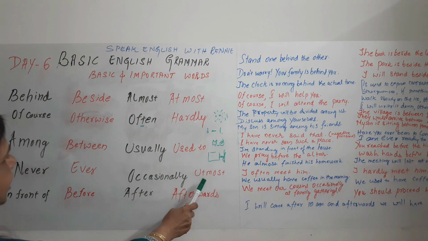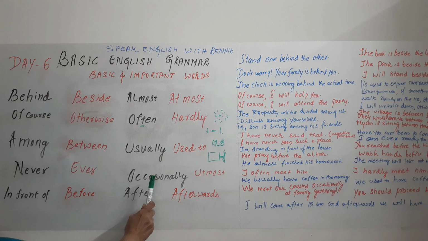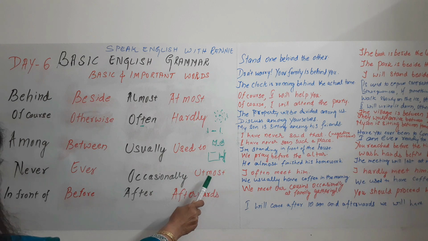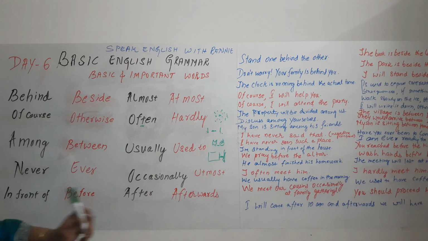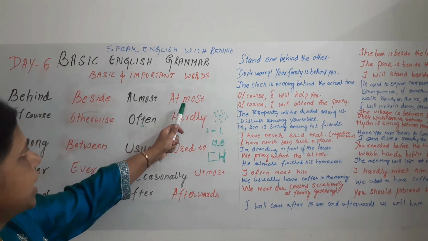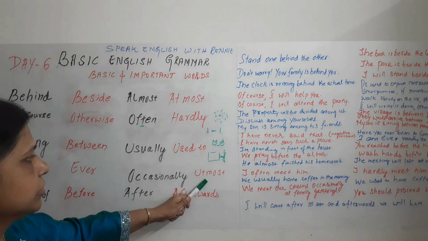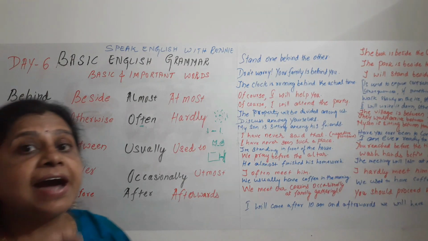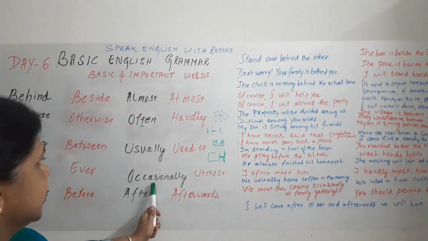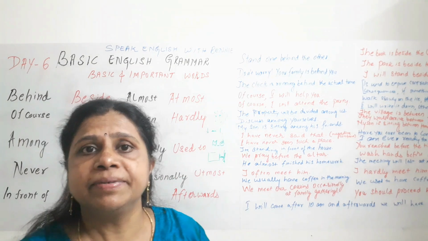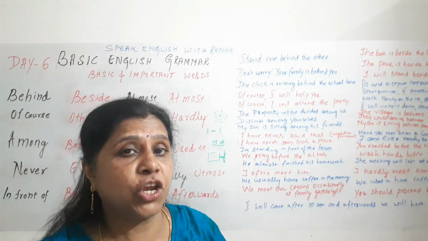Occasionally, utmost. Here, occasionally is, it happens sometimes but not regularly. And utmost is the highest level, extremity of something. Here, as we have seen almost, at most, and here utmost. Utmost is for the highest level. Occasionally is that which happens sometimes but not regularly.